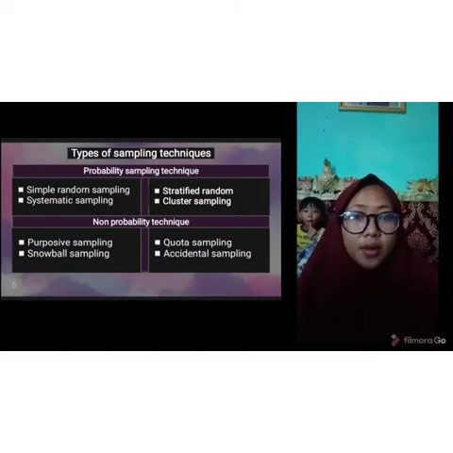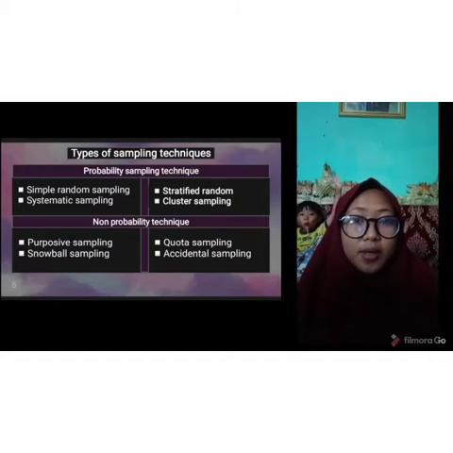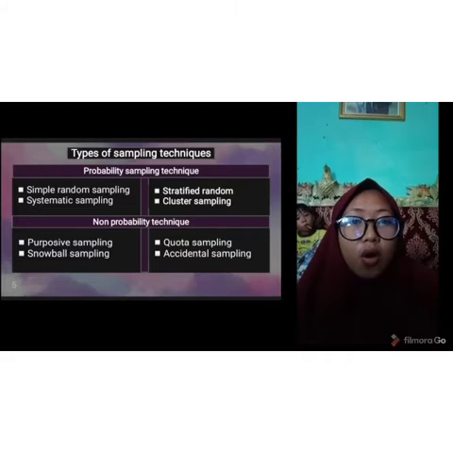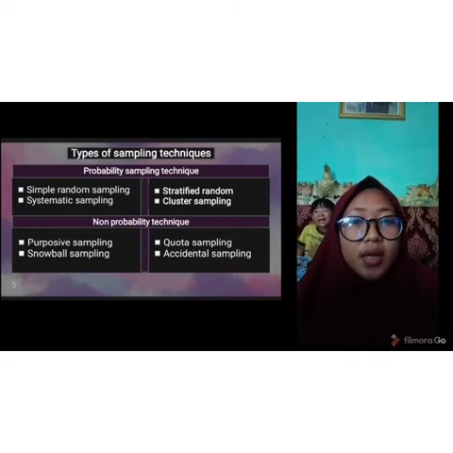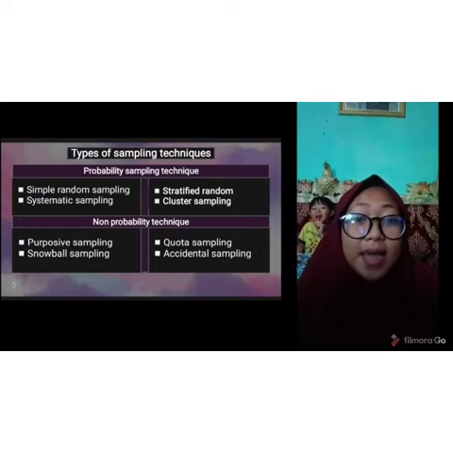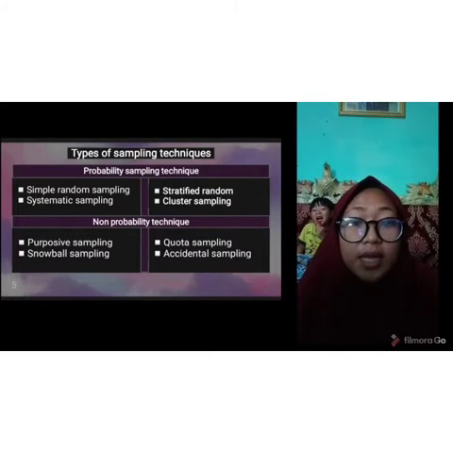The probability or random sampling technique is a sampling technique carried out by providing opportunities for all members of the population to become a sample. Thus, the sample obtained is expected to be a representative sample.